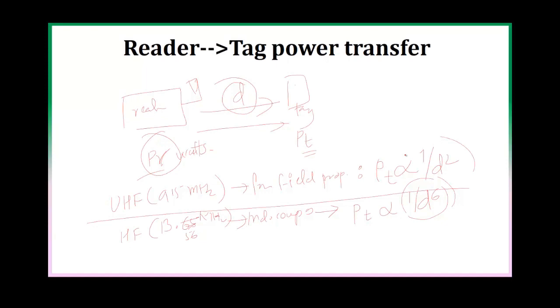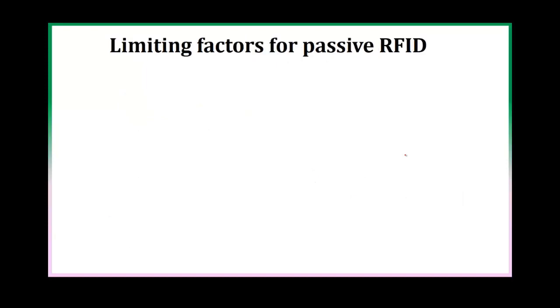All right, there are many limiting factors for a passive RFID tag. If I write PT is proportional to 1 by d raised to 2, then doubling the read range will require 4x the transmitted power. So this is an implication, I would say, not a limitation.